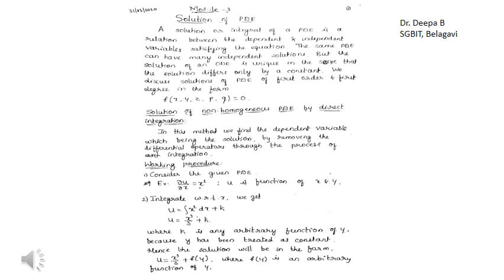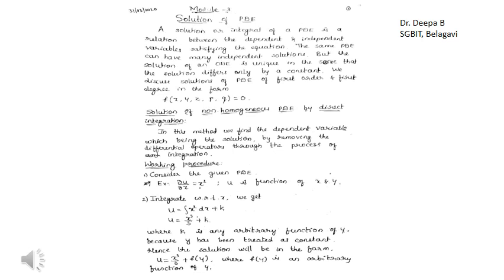In this method, we find the dependent variable, which is the solution, by removing the differential operators through the process of integration. That is important. What is the working procedure? How will we find this? Some steps I have written here. First step, always consider the given partial differential equation. Here, since we are studying non-homogeneous equations, it will be in the form ∂u/∂x = x².